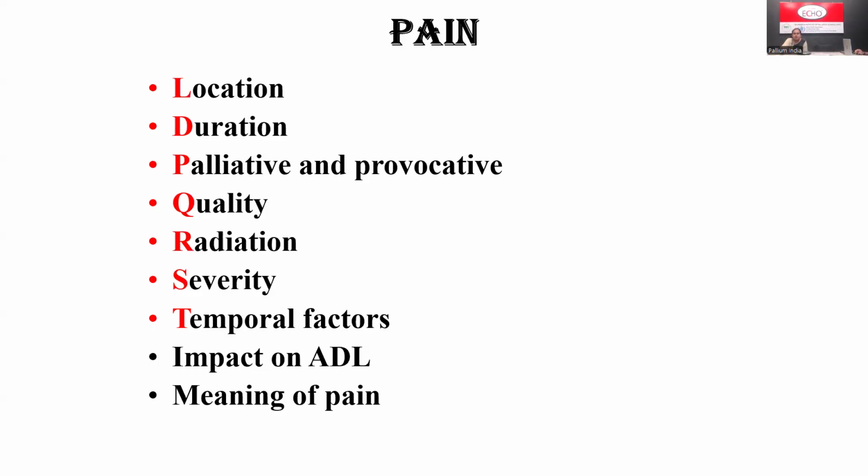So what are the things? Location, duration, palliative and provocative factors. These are very, very important. If the patient is having multiple pains, for each pain we have to get all these details. Suppose a patient is telling pain in the abdomen and the chest. So we have to ask all these characters of the pain for each pain. For each pain, we have to have a separate table.